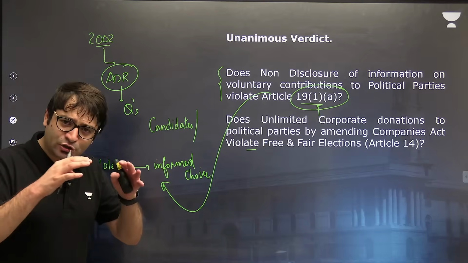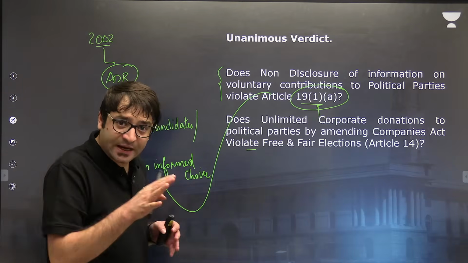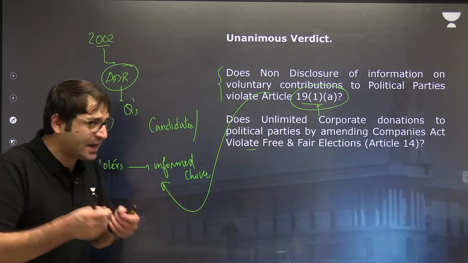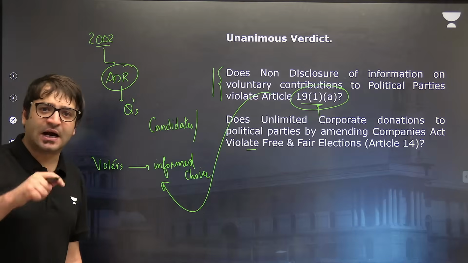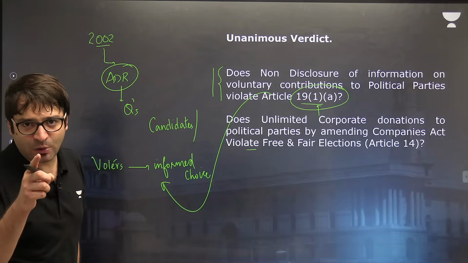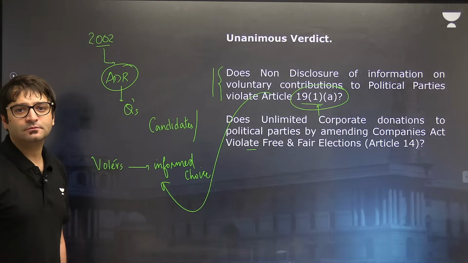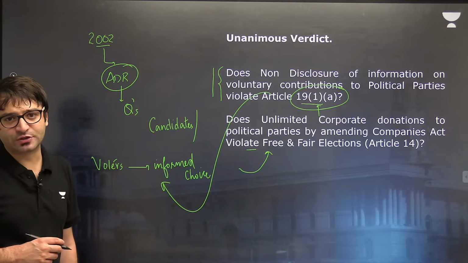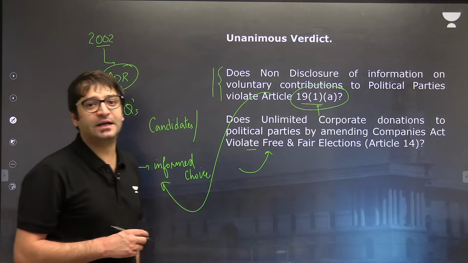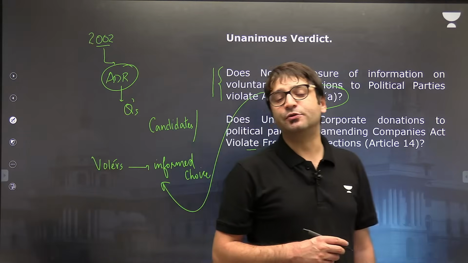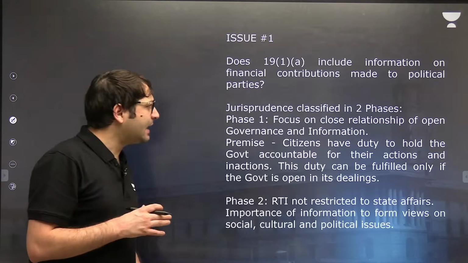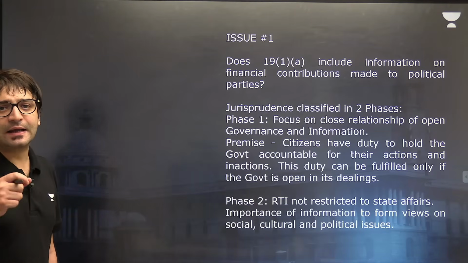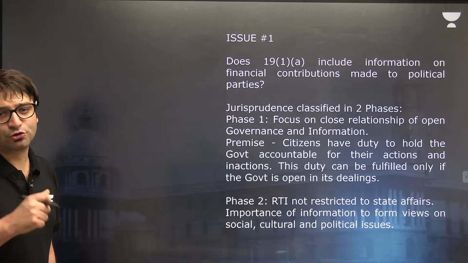Because all these donations to political parties through electoral bonds are anonymous. Voters will never know who is donating money to whom. So does it violate voters' right to know under Article 19(1)(a)? That was question number 1 before the Supreme Court. And question number 2: do unlimited contributions, corporate donations to political parties, violate free and fair elections, violate Article 14 of the Constitution? Let's understand how the Supreme Court made this decision to declare electoral bonds unconstitutional.